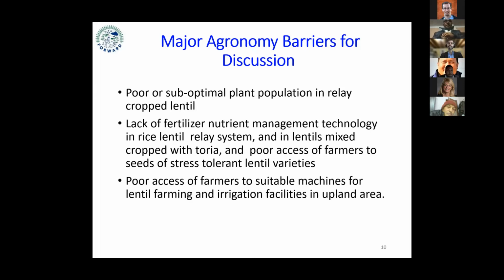And poor access of farmers to seeds of stress tolerant varieties. So the farmers have poor access to seeds of varieties that will be suitable under waterlogged conditions or in very dry areas. Then poor access of farmers to suitable machines for lentil farming, sowing, harvesting, and for irrigation facilities in the upland area. So these are the major agronomic barriers that we should discuss and find solutions for future research and development activities.